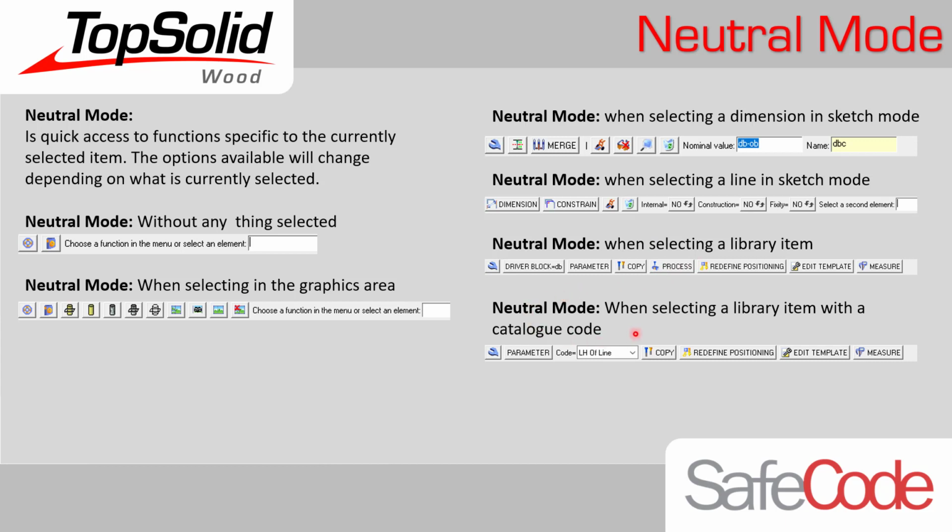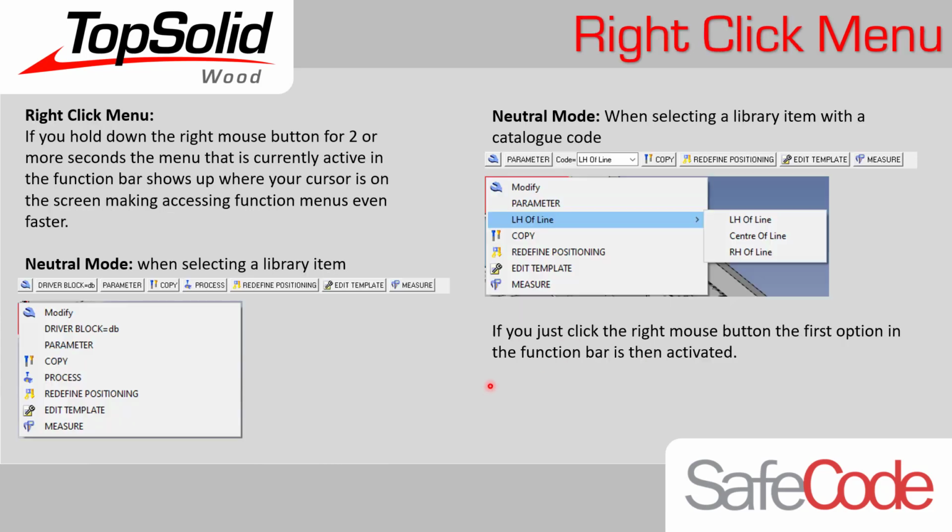It's the same with library items. We can hit neutral mode and select a library item. It's like modifying. Whilst in the neutral mode, there's a right click function. So when you're in neutral, you select an item. Whilst you do have these commands available at the top of your screen, should you hold down your right click for a couple of seconds, you'll get those options available in the right click menu, as you can see here.